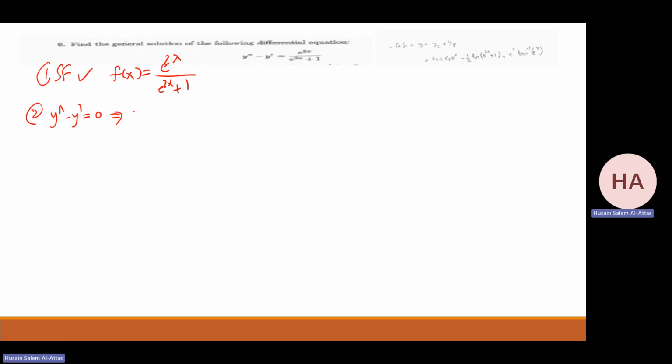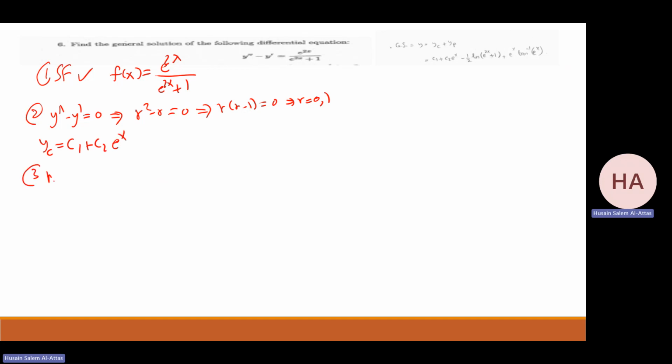Step 2, solve the homogeneous. So I have what? r squared minus r equals 0. So I have r times r minus 1, so r is 0 and 1. So yc is c1 plus c2 e to the x.